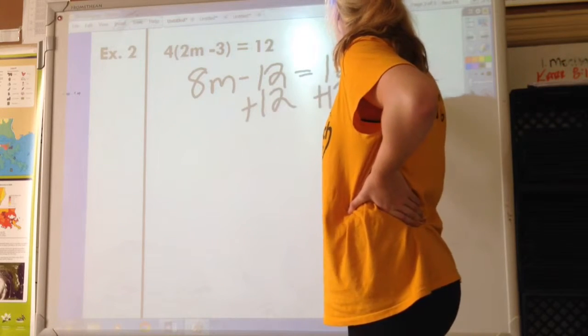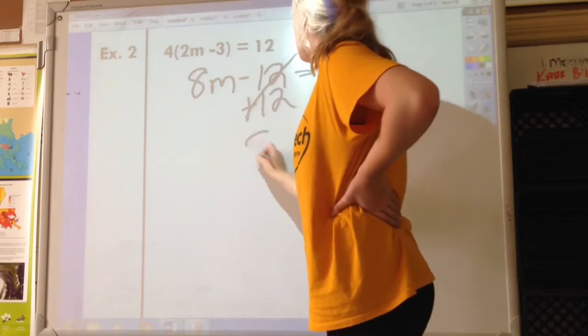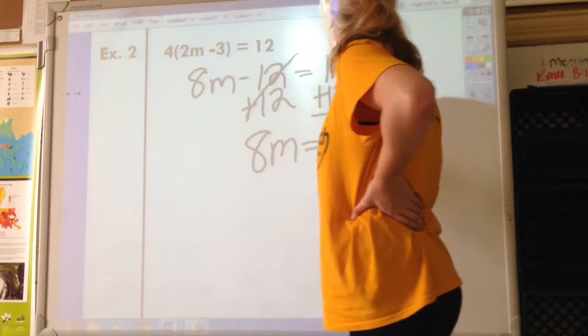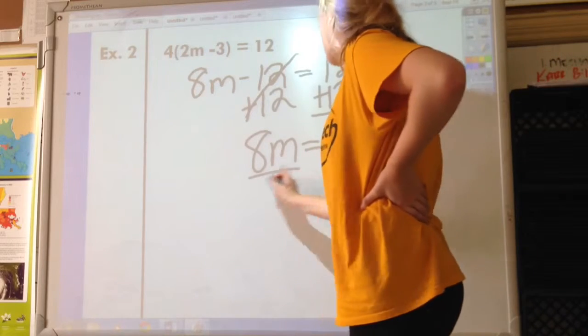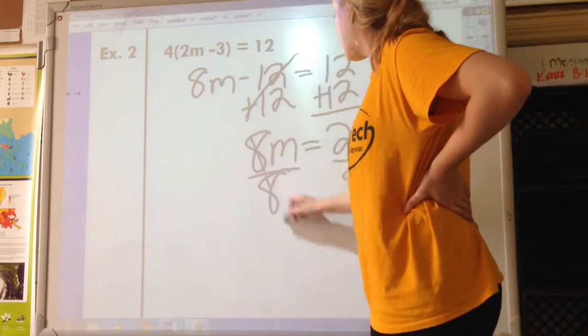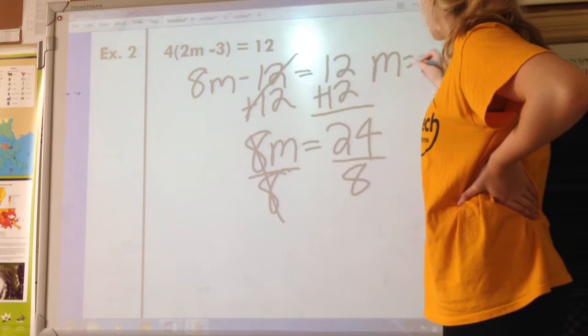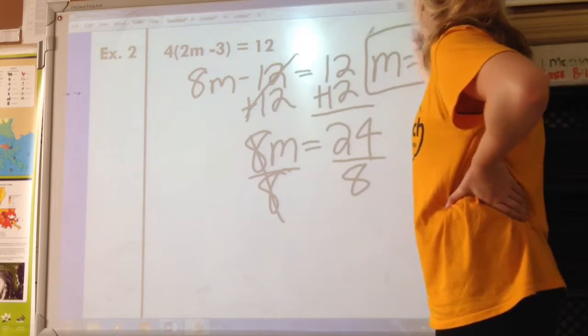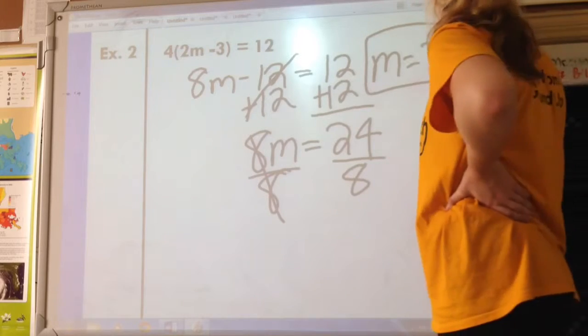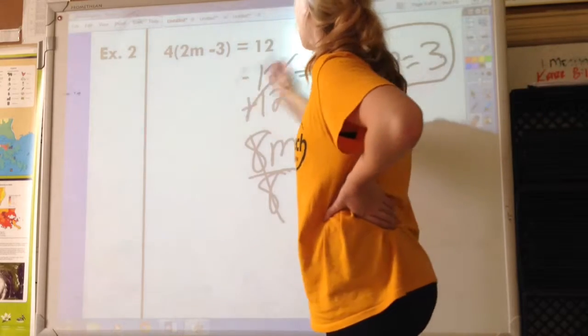12s will cancel out. I'm left with 8m equals 24. I'm going to solve for m by dividing both sides by 8. And that's going to leave me with m equals 24 divided by 8, which is 3. So m equals 3. Let's quickly check our work by plugging it back in to see if we were correct.